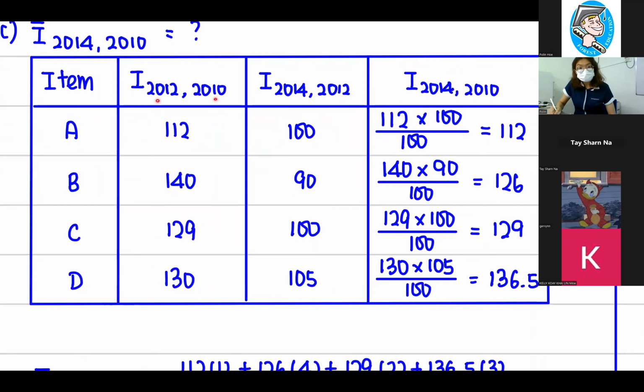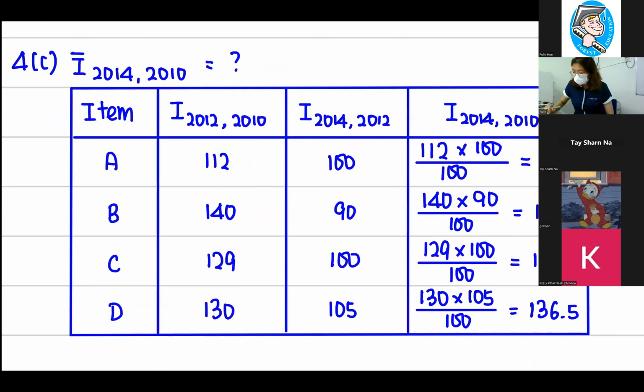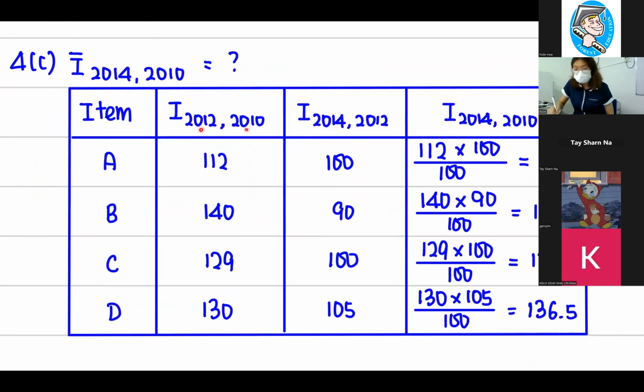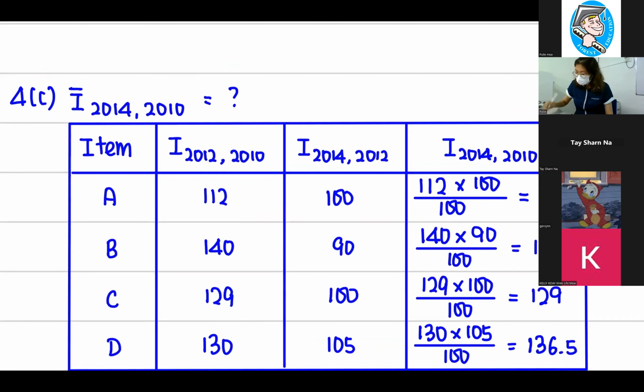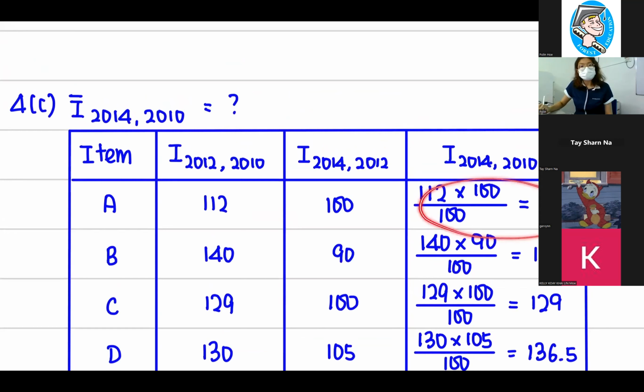2012 based on 2010. Look at A only. Everybody, your attention please. 2012 based on 2010, 2014 based on 2012. The question asks for 2014 based on 2010. What should you do? Remember, you write down everything in one very long line. But later you will see that actually you can do it like this. For this one, I apply the leap method.